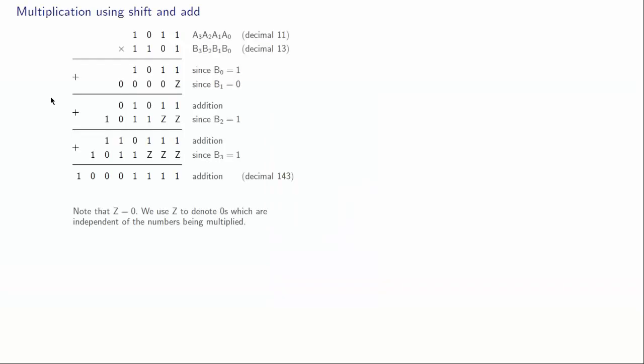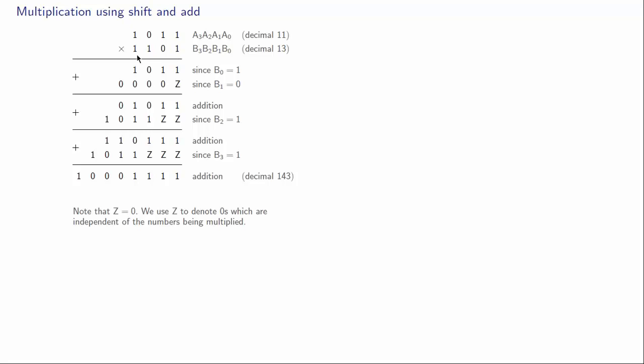Let us now look at multiplication using the shift and add process. And here is an example. 1011, that is decimal 11. That is our number A, A3, A2, A1, A0. A3 is this and A0 is this one. So A0 is the LSB, A3 is the MSB.